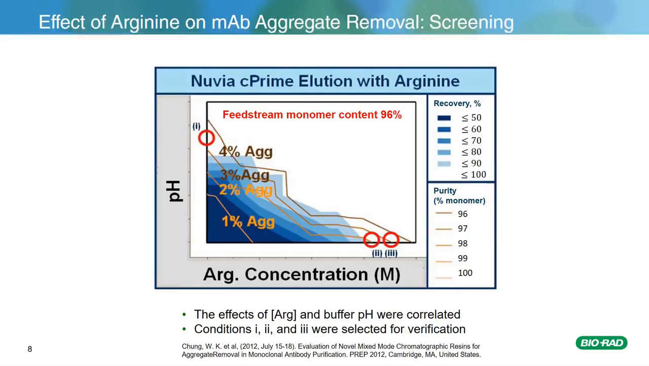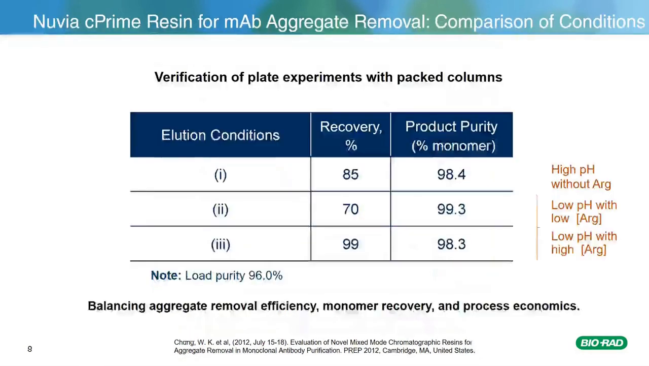For condition 1, the MAb elution was performed at high buffer pH without any arginine. For conditions 2 and 3, a lower buffer pH with different arginine concentrations were used. For condition 2, the bound MAb molecules were eluted with a buffer containing low concentration of arginine at a lower pH. The monomer content of the eluate was excellent.